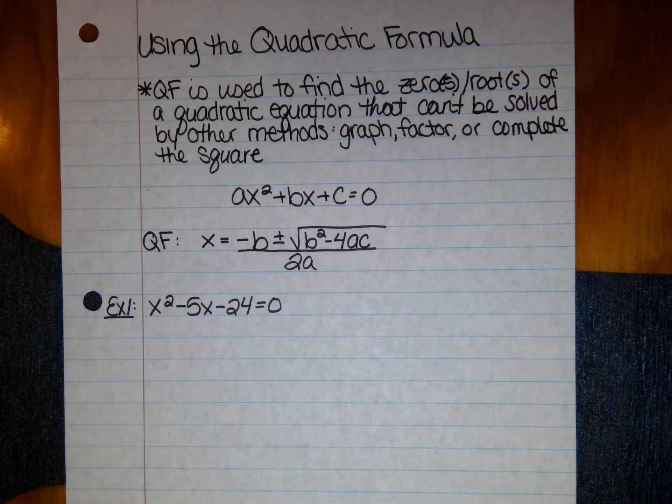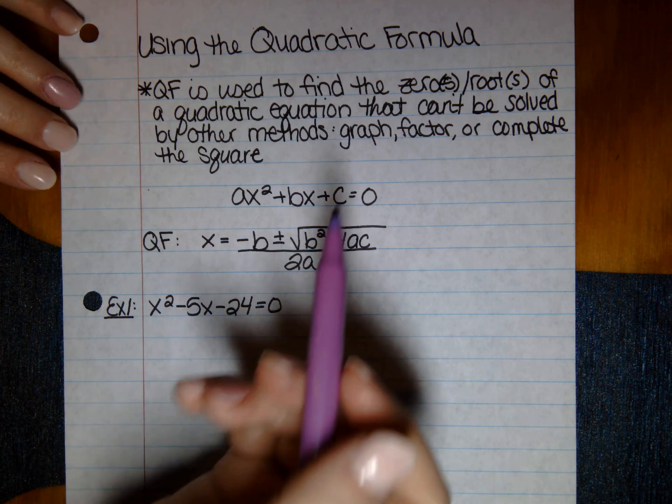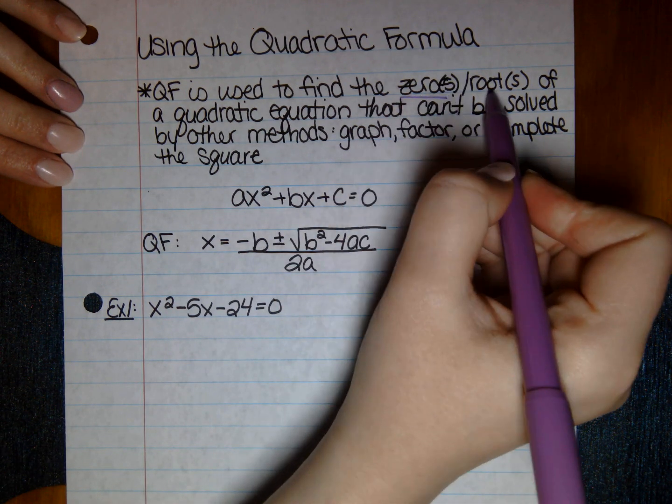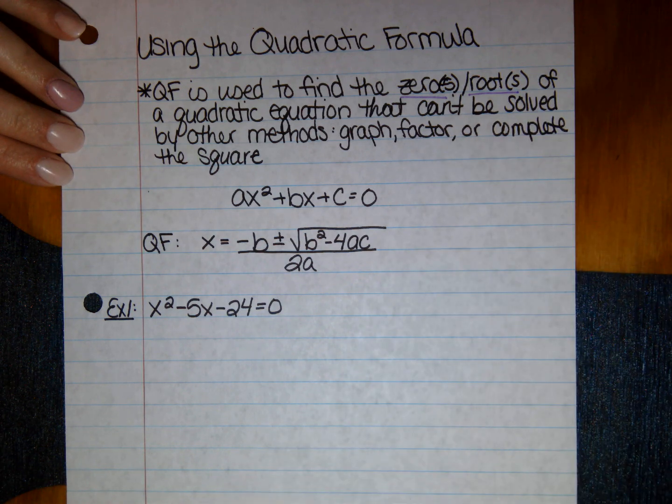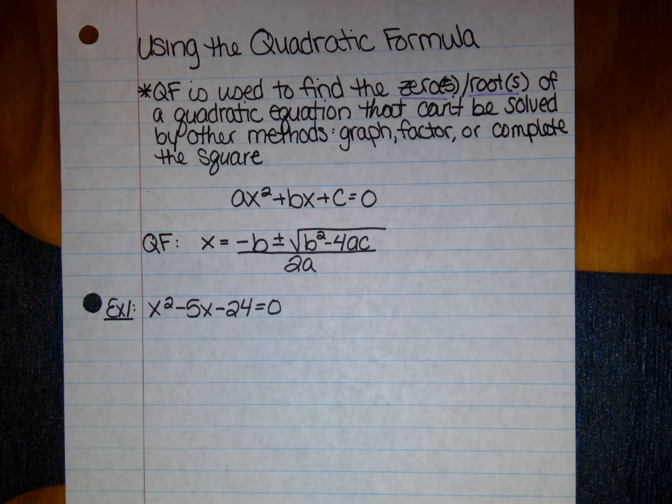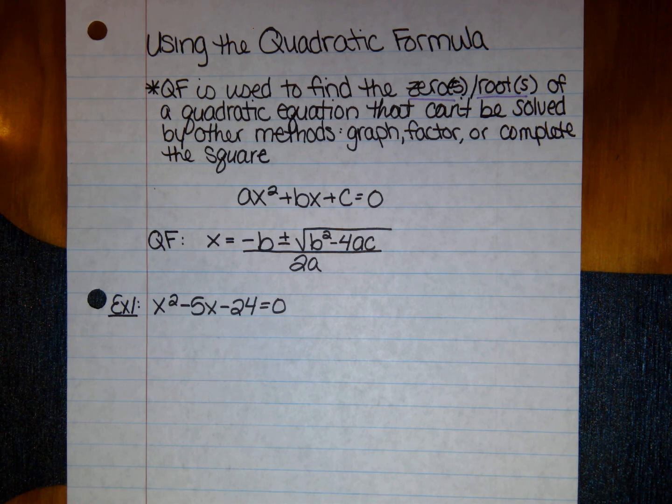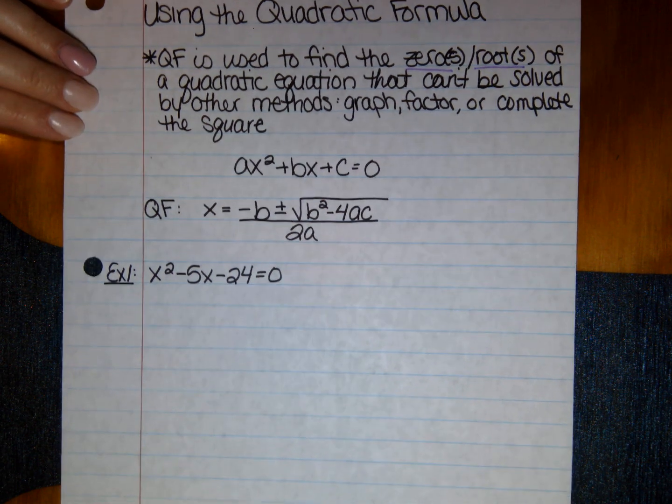Using the quadratic formula. The quadratic formula is used to find the zeros or the roots of the quadratic equation if it cannot be solved by other means such as graphing, factoring, or completing the square. Remember that the zeros or the roots are where it touches the x-axis. So it's going to be where it touches or crosses the x-axis of your graph.